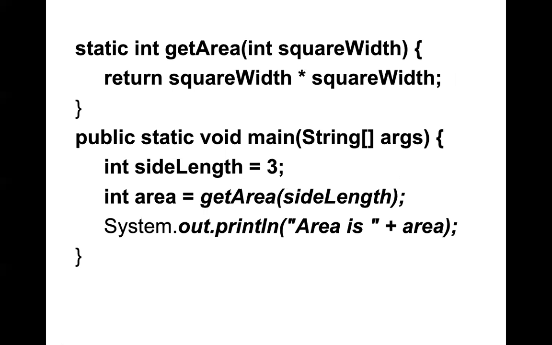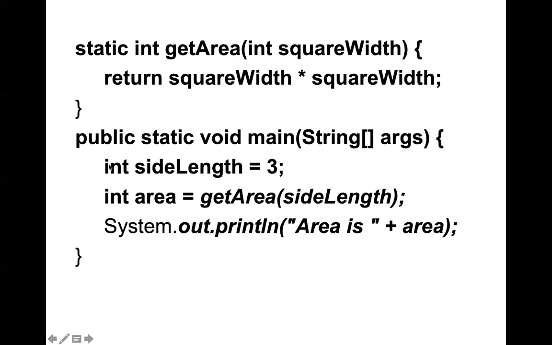So here's a function that returns the area of a square. The function is called getArea. It's always good to choose good names for our functions. It takes a single parameter, which is an integer called squareWidth, and the body of the function just returns squareWidth times squareWidth, and then the function returns an integer value, and let's not worry about the static right now. So that's the getArea function, and now let's look at what that did to our main.